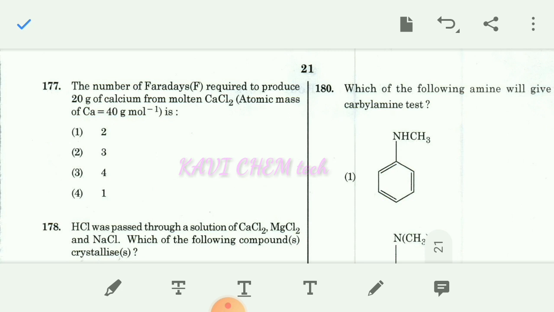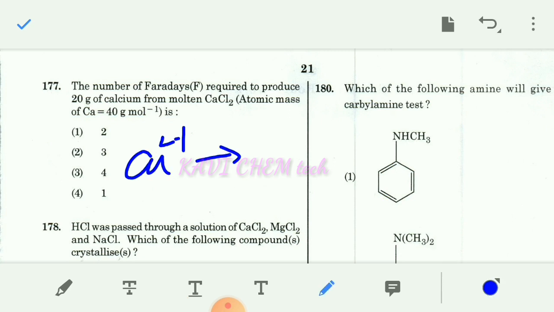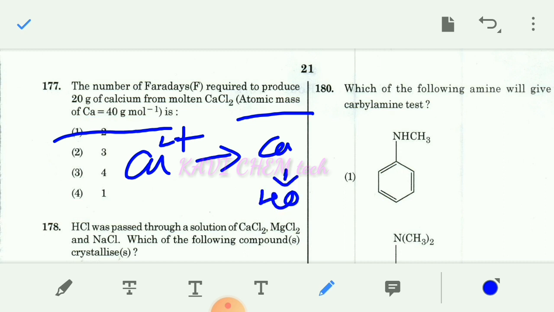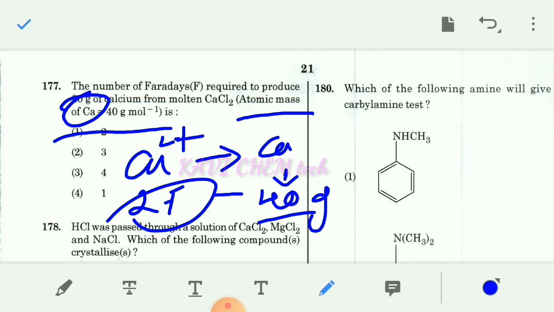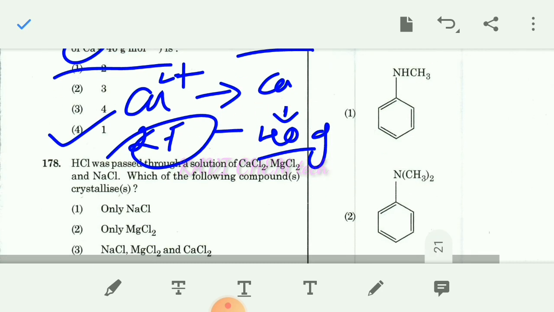Next, question number 177. The number of Faradays required to produce 20 gram of calcium from molten calcium chloride, CaCl2. The atomic mass of calcium is given as 40 gram. So how will you do this one? Ca2 plus is changed to Ca. Here 20 gram of calcium is given, and the atomic mass of calcium is 40. For 40 gram, 2 Faradays are required. For 20 gram, how many Faradays are required? It is 1/2 of that, so for 20 gram only 1 Faraday is required.